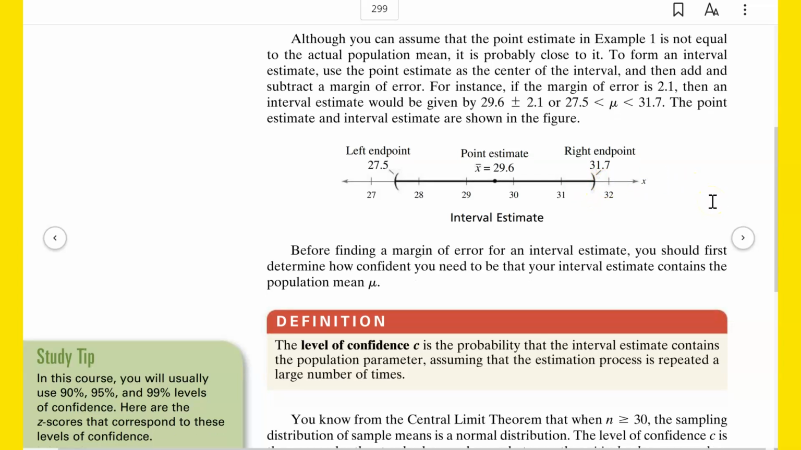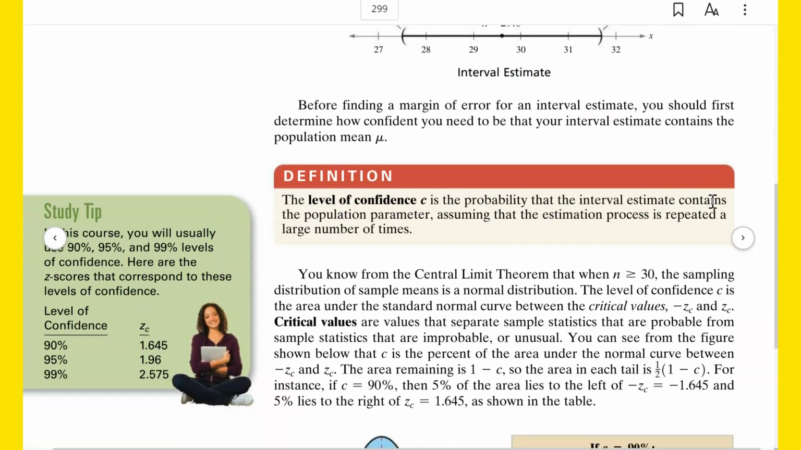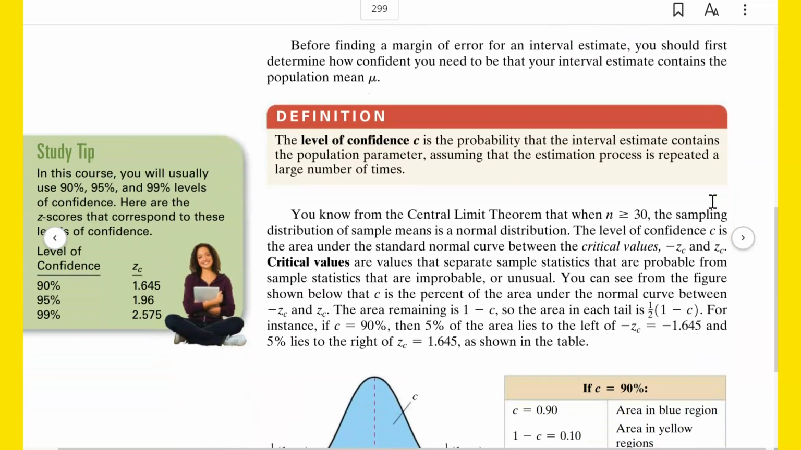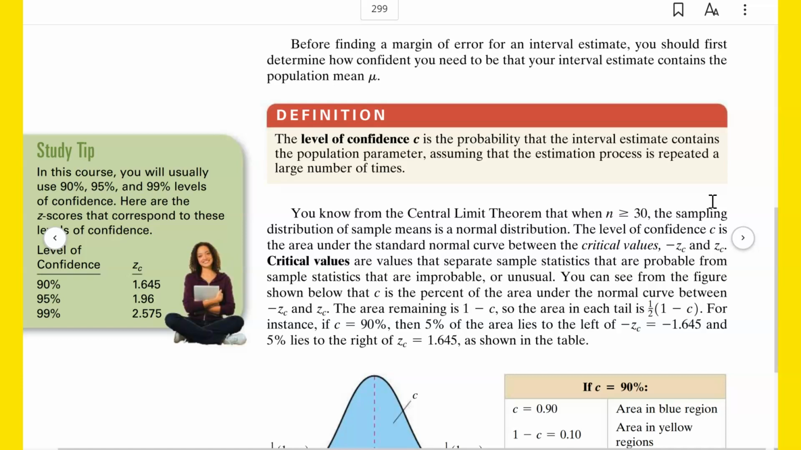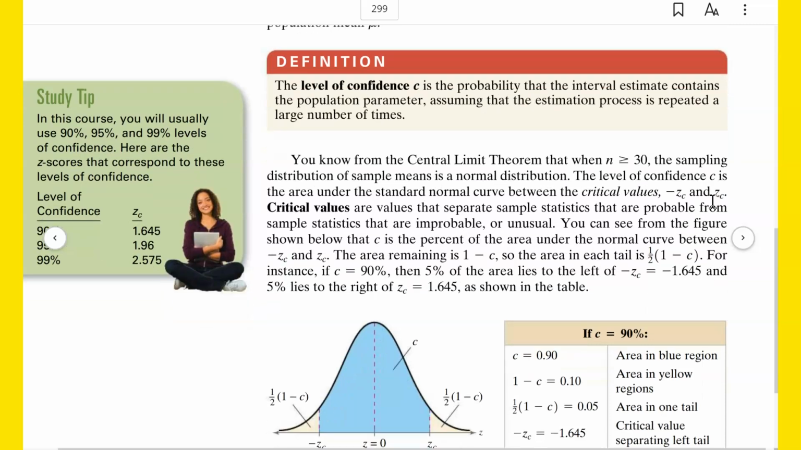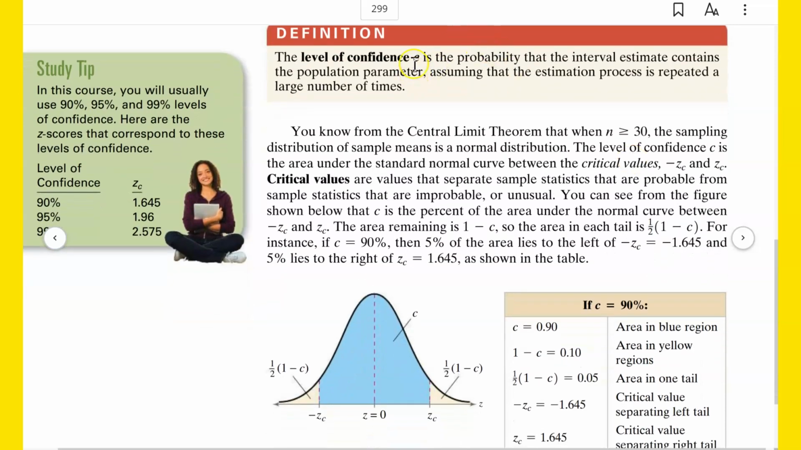The point estimate and interval estimate are shown in that figure, as we just said. Before finding a margin of error for an interval estimate, you should first determine how confident you need to be that your interval estimate contains the population mean, mu. The level of confidence, indicated by the letter C, is the probability that the interval estimate contains the population parameter, assuming that the estimation process is repeated a large number of times.